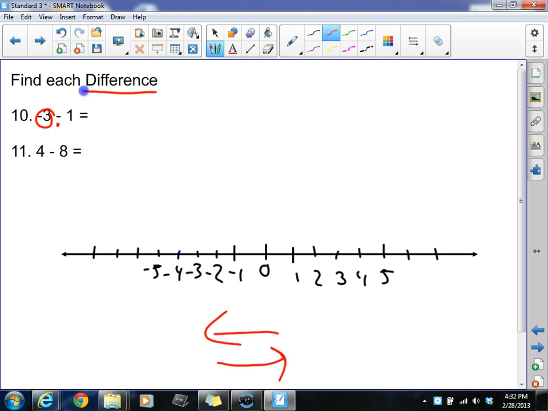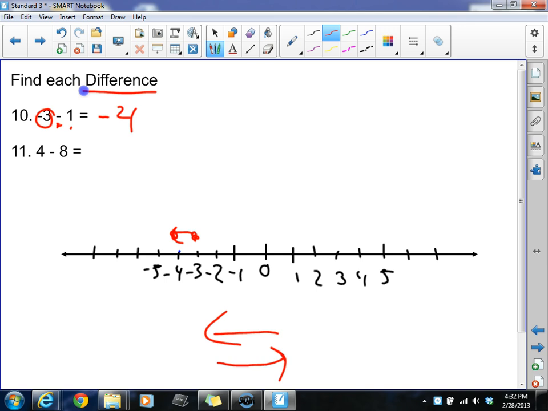Now, I'll actually add a plus problem here a little bit. But let's start with this first one. So -3. I'm going to start, put a little dot at -3. Now I see minus, and then I see a 1. So I'm going to go this way, 1. And look at that. I end up at -4. So -3 minus 1 equals -4.